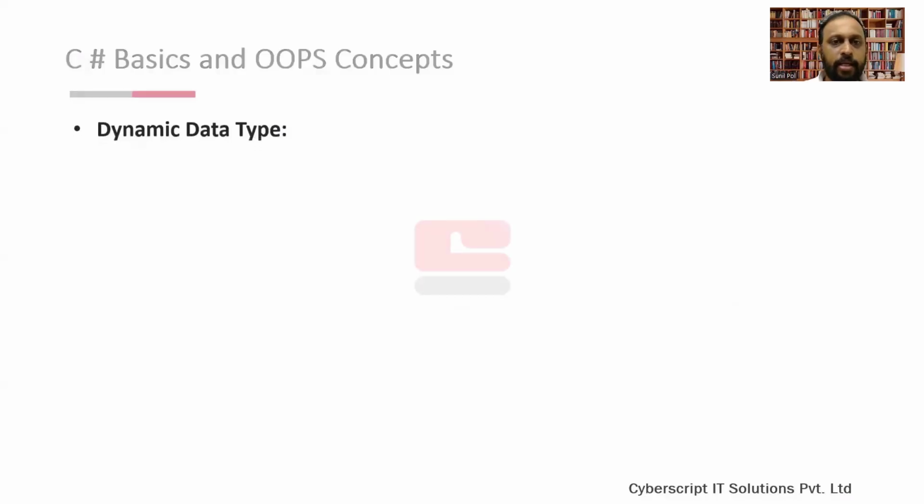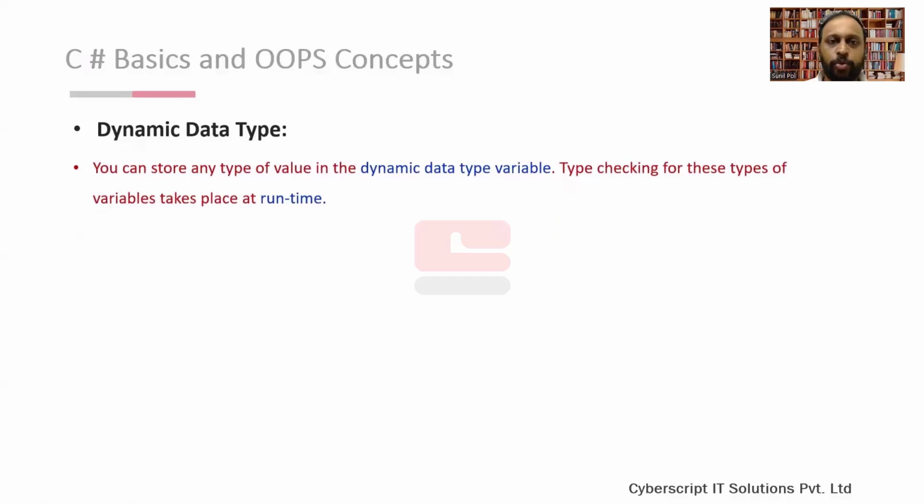So let's understand dynamic data type. You can store any type of value in the dynamic data type variable. Type checking for these types of variables takes place at runtime instead of compile time. So generally type checking happens at compile time only, but in case of dynamic variables, it would be done at runtime.